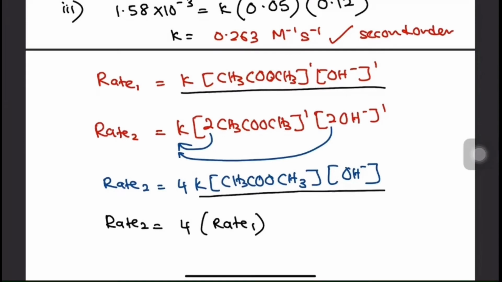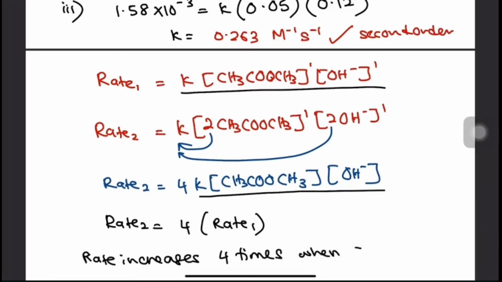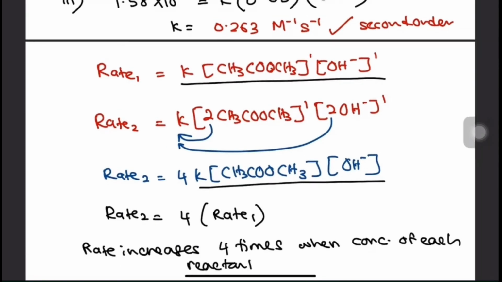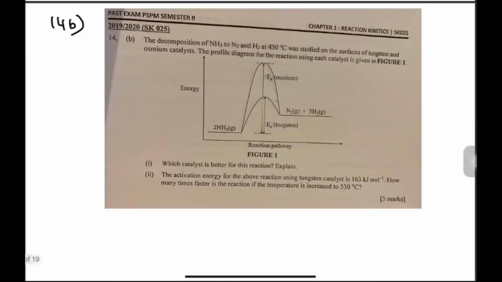How many times does the rate increase when I double the concentration of reactant? The rate increases 4 times, or 4-fold, when the concentration of each reactant is doubled. Okay, let's continue with question 14b.